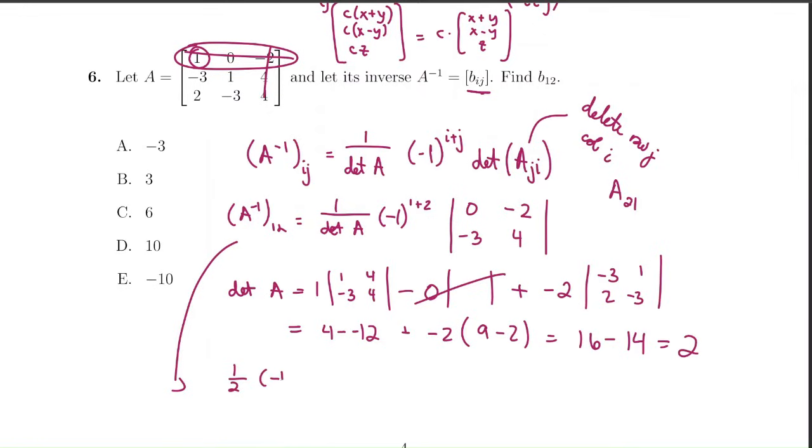So we found the determinant of A is 2, and so this gives us 1 over 2 times -1 times the determinant here, which is going to be 0 minus 6. So we're going to have 3 as our result, so our answer is B.